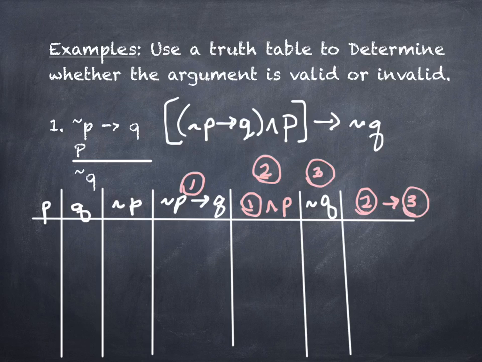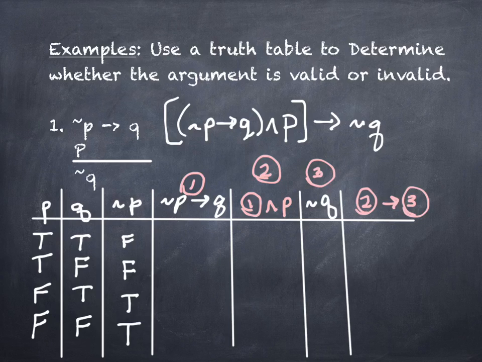All right, what's going to go underneath P? True, true, false, false, because there's only 4 rows because there's only 2 statements. What goes under Q? True, false, true, false. How about tilde P? False, false, true, true. All right, so those are the ones that are the most straightforward.